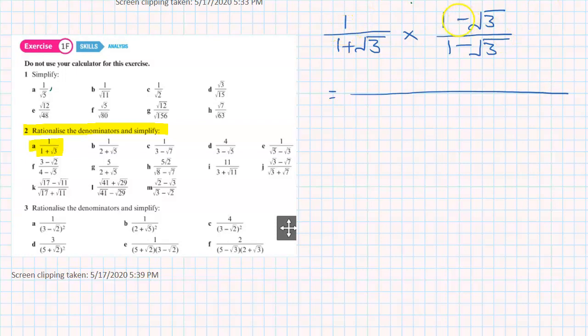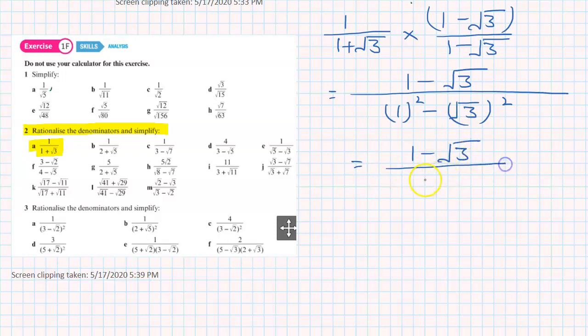Now 1 multiplied by 1 minus root 3 is 1 minus root 3. This is 1 plus root 3 times 1 minus root 3, so it is 1 square minus root 3 square. So that will be 1 minus root 3 over 1 minus 3. 1 square is 1, root 3 square is 3. So that is 1 minus root 3 over minus 2.